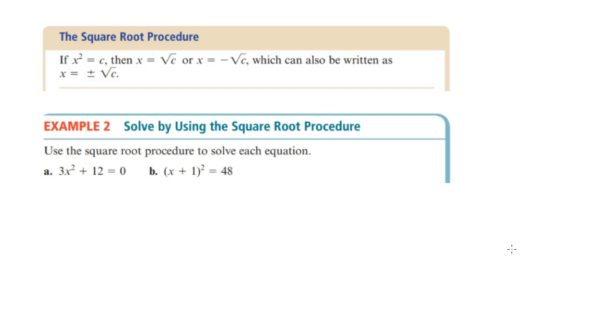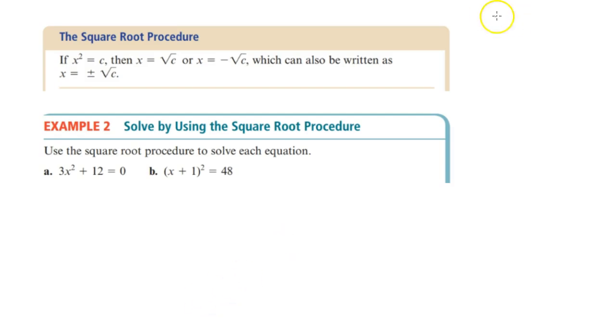And if that is equal to a numerical value, we'll just say c, then x is equal to the square root of c, or x is equal to negative square root of c. So there's a positive and negative solution. So we can also say x is equal to plus or minus square root c. So let's just understand why there are two solutions by going over a very simple example.